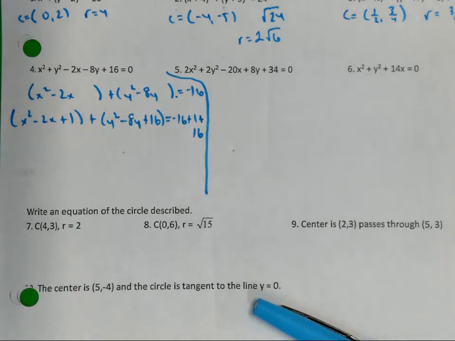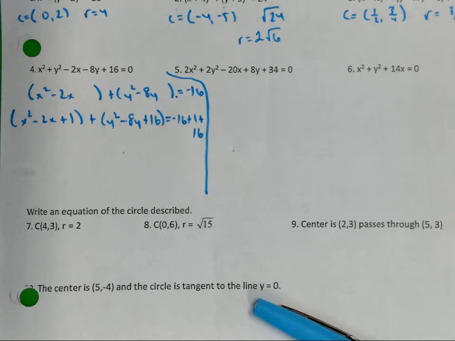You take half of this, which is -1. -1 squared is 1. If I add 1 here, got to add it over here. Half of -8 is -4. -4 squared is 16. If I add it here, I got to add it here. Now, you got to factor that. If I was to factor x squared minus 2x plus 1, what would you get? X minus 1 times what? X minus 1, which I could rewrite as x minus 1 what?